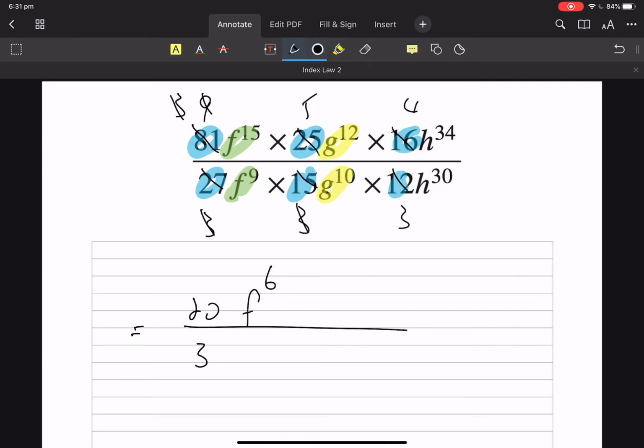G's. 12 on the top, 10 on the bottom. There are 2 left over on the top. And H, again they're left over on the top. They're 34 and 30. So there's our answer. They won't necessarily all be lined up like that, and sometimes you can get them left on the bottom. There'll be good questions in the textbook. What are you waiting for?